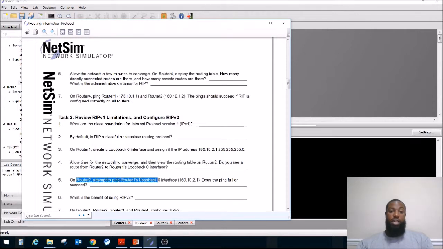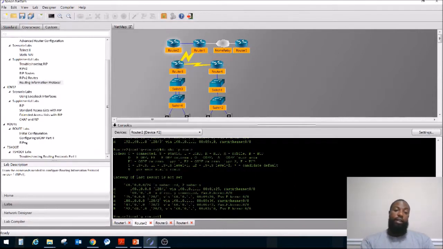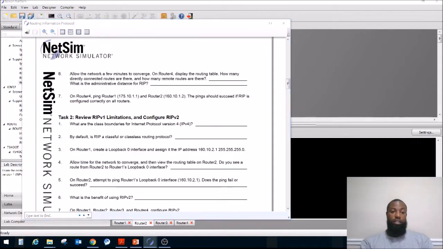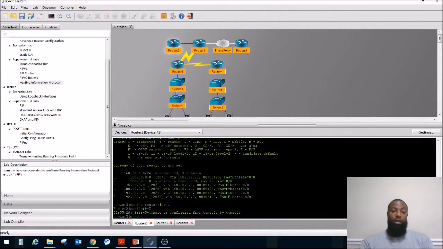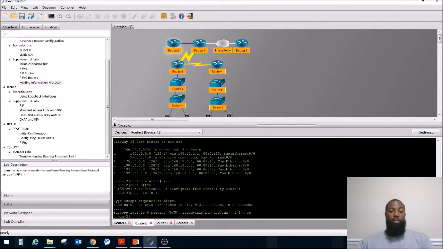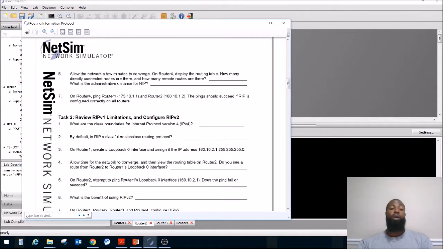So on router 2, attempt to ping that address 160.10.2.1, right? So ping. Let's get out of that. Ping 160.10.2.1. I don't think we're gonna get a reply because we are summarizing. We're still using RIP version 1. I believe that's the reason why.